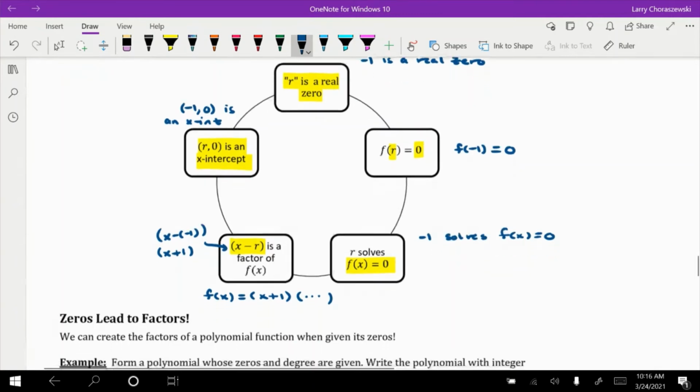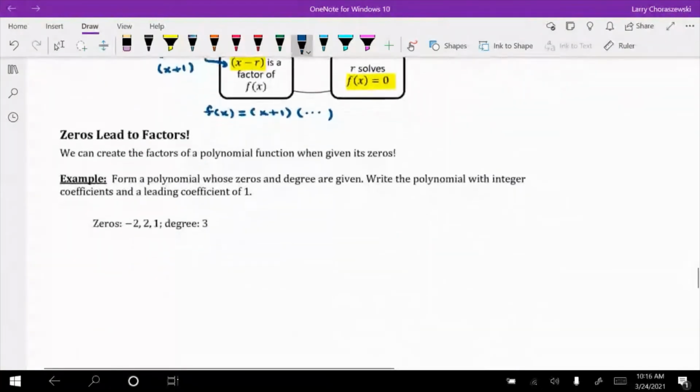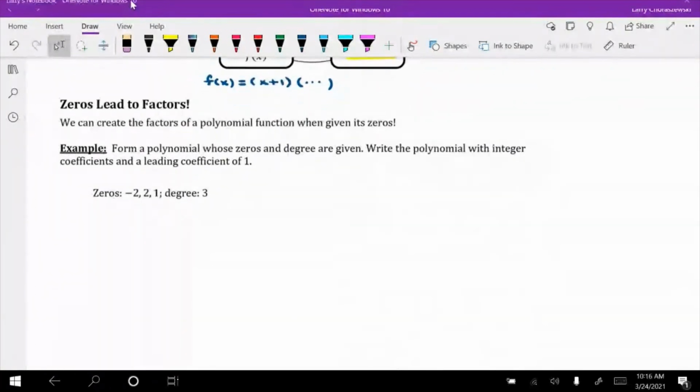One instance of that would be in our next topic, where it says that we can create the factors of a polynomial function when given its zeros. So here's a classic example of that. It says here, form a polynomial whose zeros and degrees are given, and we're going to write the polynomial with integer coefficients and a leading coefficient of 1. That right there to me is kind of like lawyer language. That's usually the case when we solve something like this. The main crux of the problem is this part.